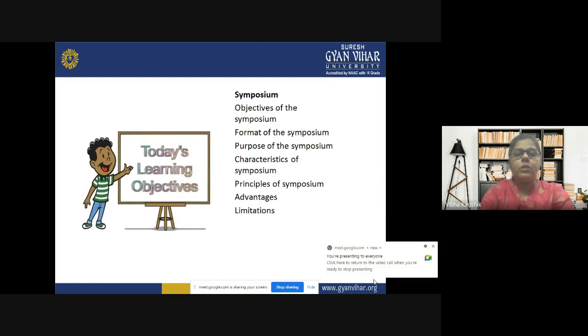Now, the learning objectives of today's topic are that we will be able to understand the meaning of symposium, the objectives of symposium, the format of the symposium, the purpose of the symposium, the different characteristics of symposium, the principles of symposium, the advantages of conducting a symposium, and what its limitations are.